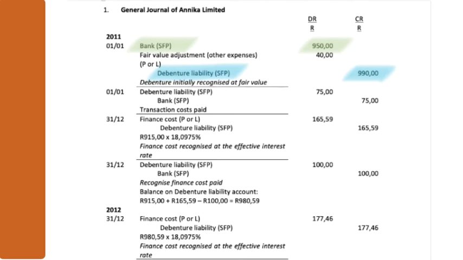Now, if this initial journal does not balance, the balancing figure, which can either be on the debit side or the credit side, is called a day 1 fair value adjustment. And that day 1 fair value adjustment goes through profit or loss. In this case, it's a debit entry. Therefore, it is an expense that you will recognize in other expenses. If you are in the category at amortized cost, this will be your only fair value adjustment that will happen.